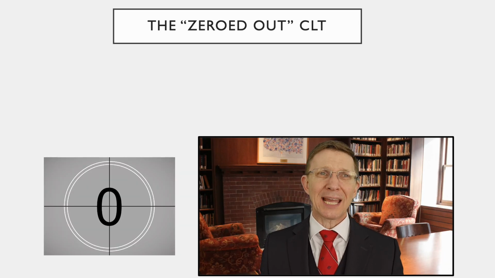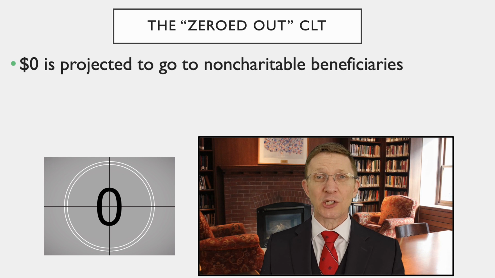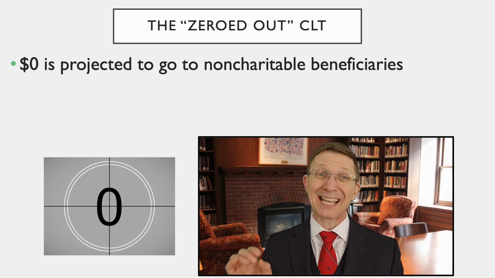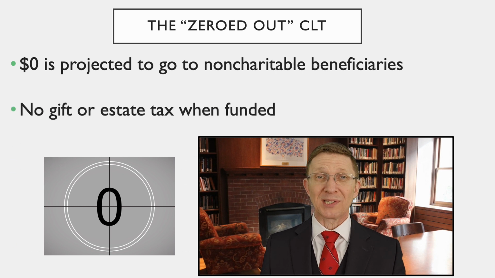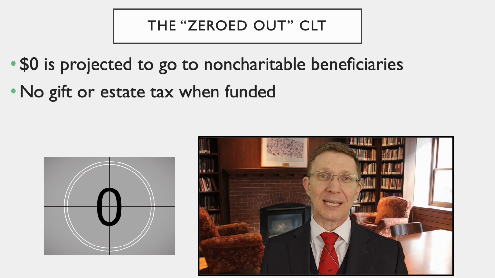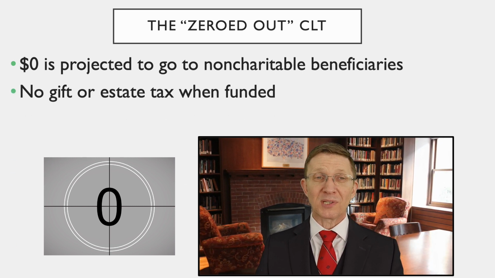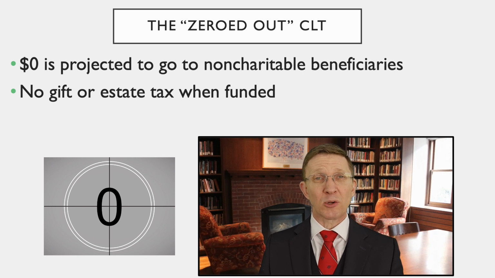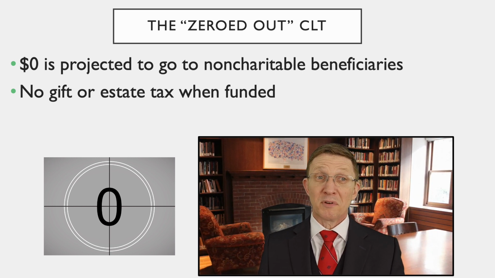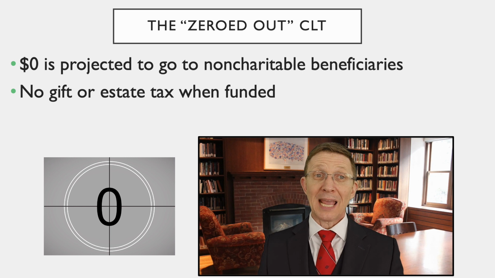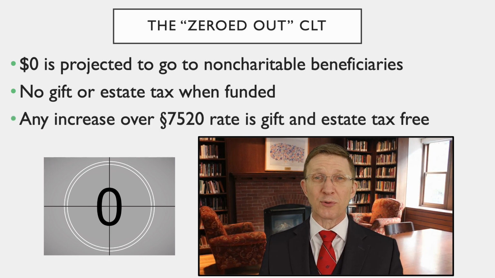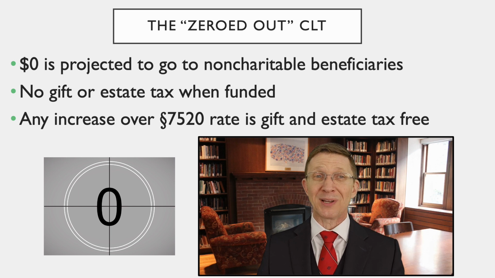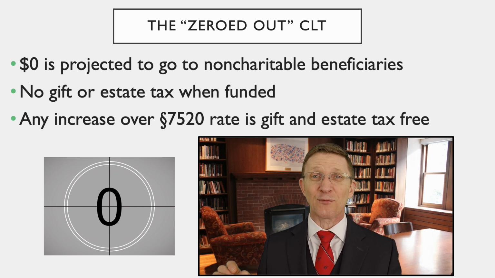A CLT can zero out if it is arranged so the projected amount going to the non-charitable remainder beneficiaries is $0. The charitably inclined donor pays no gift or estate tax when establishing the CLT. If the assets underperform the 7520 rate, the non-charitable beneficiaries receive nothing, with no tax consequences. If the assets outperform the 7520 rate, all increased growth goes to the non-charitable beneficiaries, gift and estate tax-free.